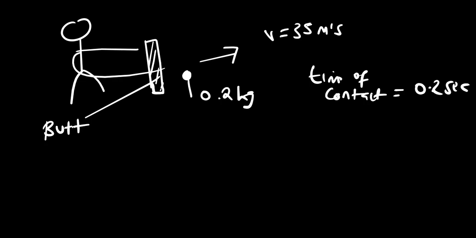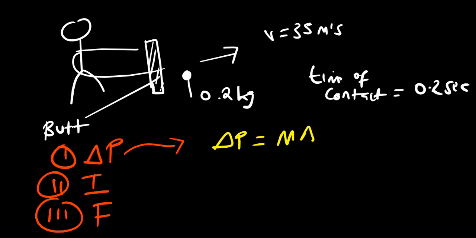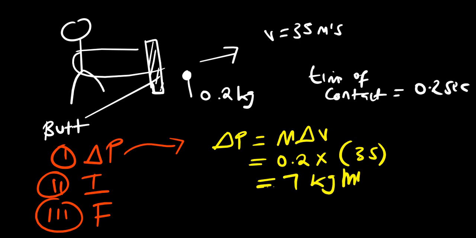So now we are asked to find the change in momentum, the impulse, and the average force. So what are we going to have as our momentum? The change in momentum is just equal to mass times the change in velocity. The mass in this case is 0.2 multiplied by the change in velocity, which is 35. When we multiply 0.2 by 35, I'm just getting 7 kg meters per second.